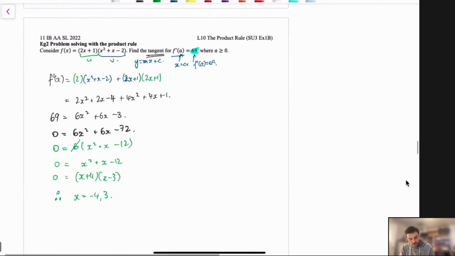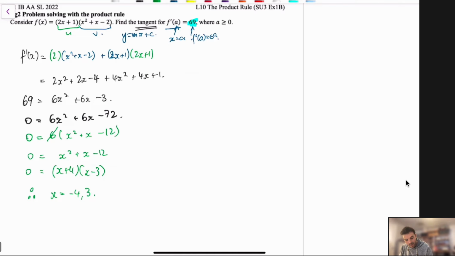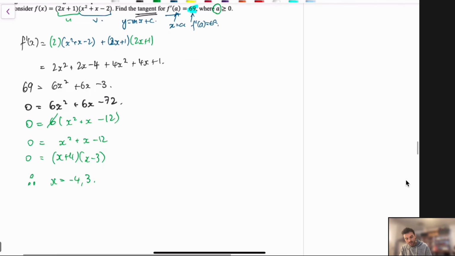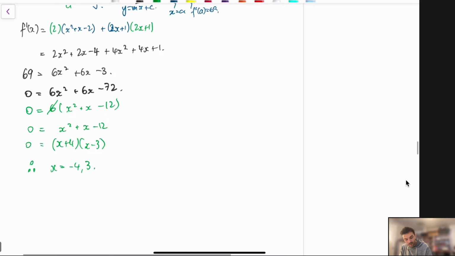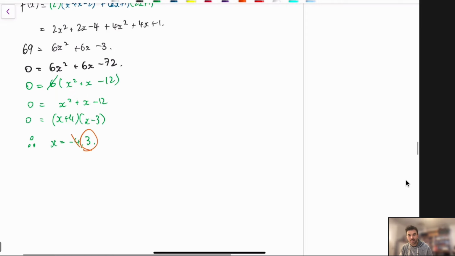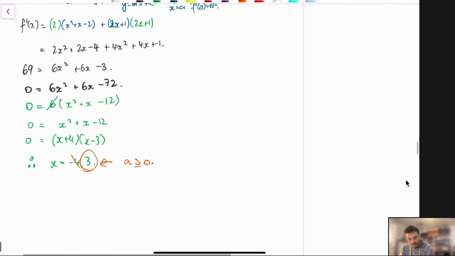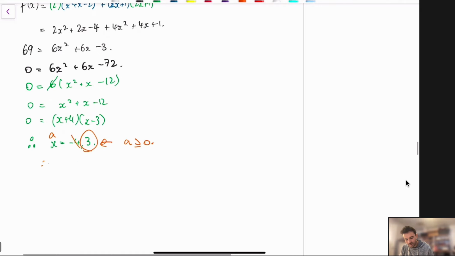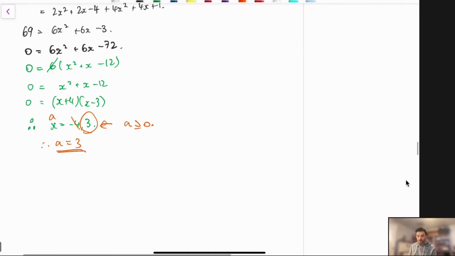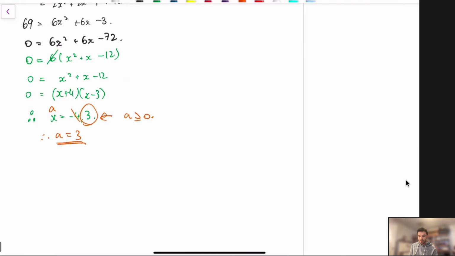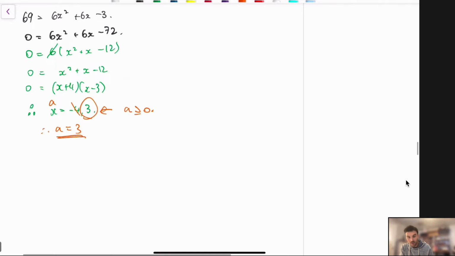Now it says for when a is greater than or equal to 0. So what are we going to do with that negative value? We're just going to cross it out. Okay, so we're only looking for x is 3. We're looking for a values that are greater than or equal to 0. Now what we probably should have done here is replace these with a's. So we'll just go a is equal to 3. What we're going to now do is we are going to find our tangent.